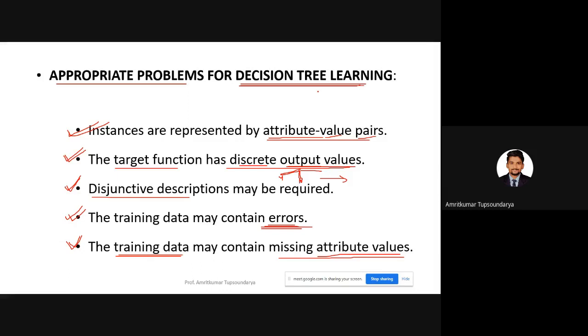I hope by now you are crystal clear about what kinds of problems are best suited for the Find-S algorithm and what kinds are best suited for a decision tree learning algorithm. If the data set has a few missing values, or is not converging to just two Boolean outcomes, yes or no, positive or negative, we can still process these problems in the category of decision tree methods. So I hope things are clear.